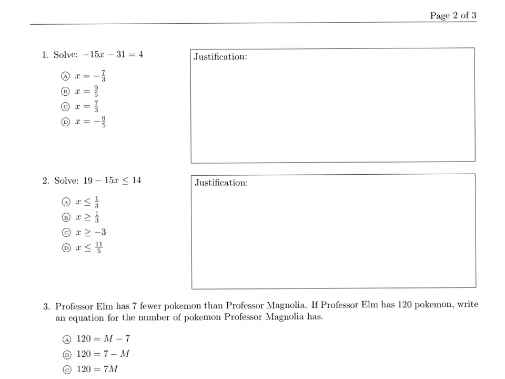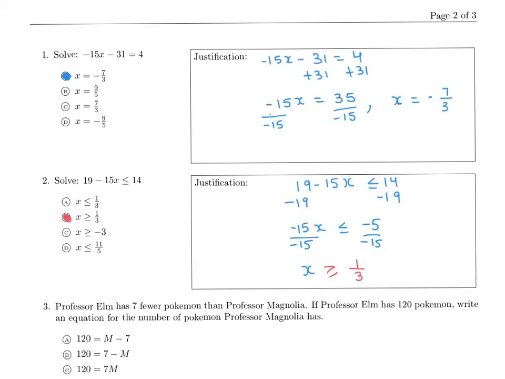Now I'm doing 1, 2, 3, 4, and 5. Solve -15x minus 31 equals 4. Simplification is just a step, so add 31 on both sides. You get negative 15x equals 35. Divide by negative 15 on both sides. You get x equals negative 7 over 3. For number 2, subtract 19. You get negative 15x less than or equal to negative 5. And divide by negative 15. We'll switch the inequality. And you get negative 5 over negative 15, which is 1 over 3.